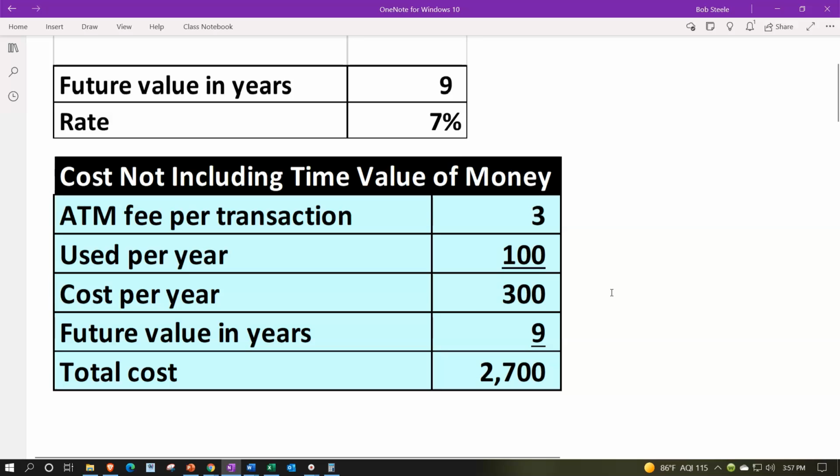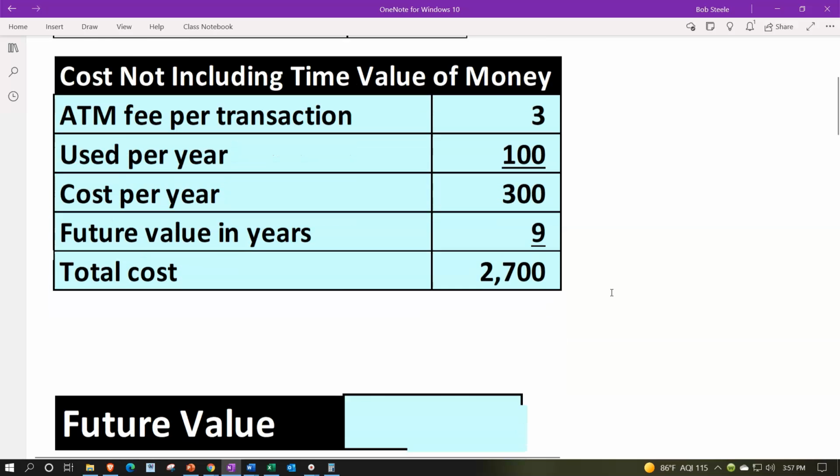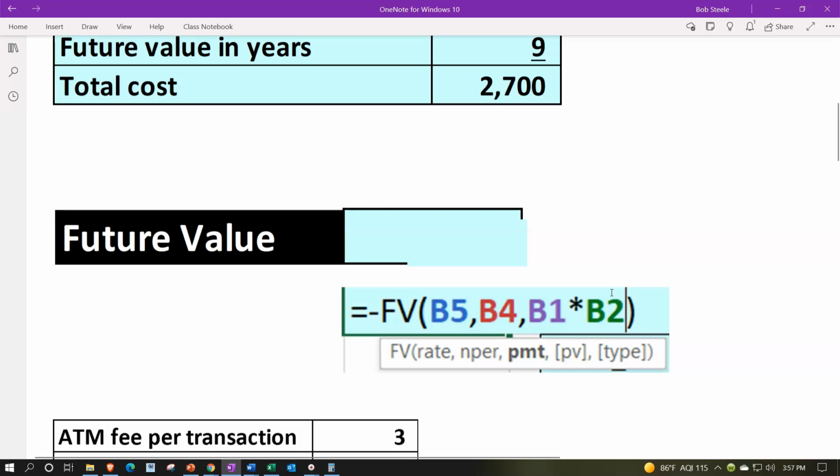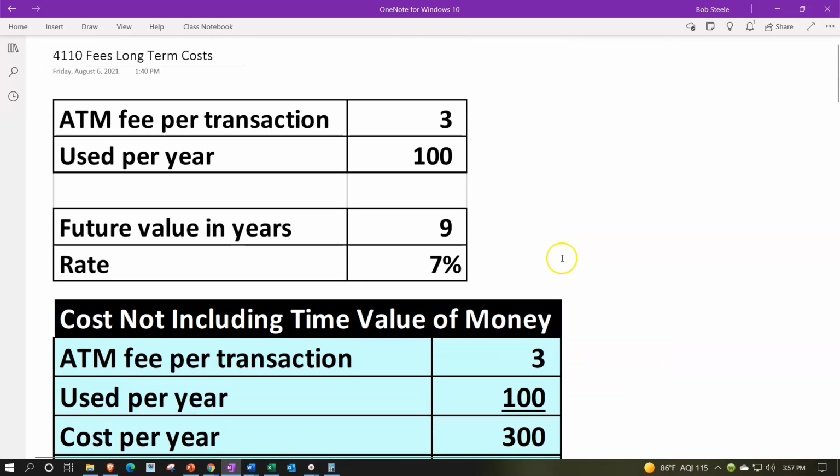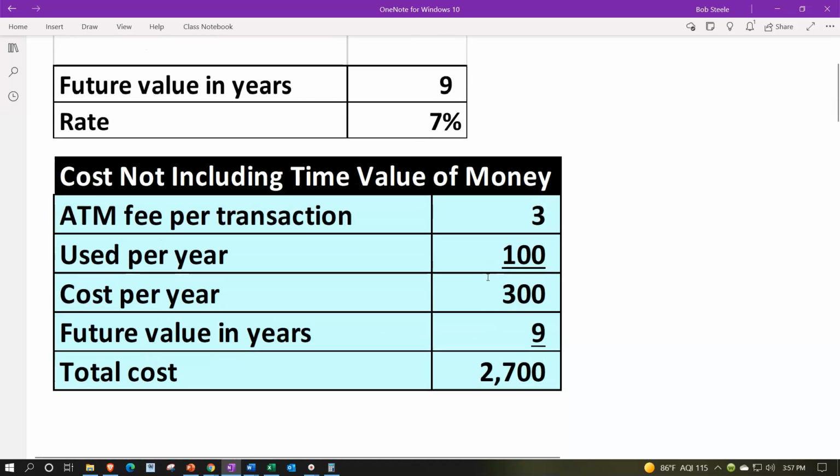Now, you might also then say, okay, well, what if I take into consideration time value of money? And I say, well, what if I save that $300 a year, in essence, and I put that money into a savings account and was able to earn 7% on it, what would be the future value that I would have after the 9 years if I was to save it in that way?